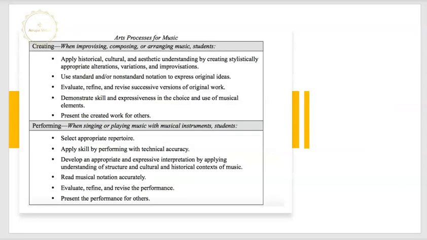Specific examples, of course, in terms of process are going to be relevant to your respective art form. So a few examples on that. In terms of creating, let's say in a music class, to demonstrate skill and expressiveness in the choice and use of musical elements, to evaluate, refine, and revise successive versions of an original work. In terms of performing, to be able to read musical notation accurately, to evaluate, refine, and revise the performance. To read musical notation accurately, I think you can certainly see how you could do that online. You would have an opportunity to provide them with something that they would have to read, even in a sight-singing sense, and they would have to read that notation accurately.